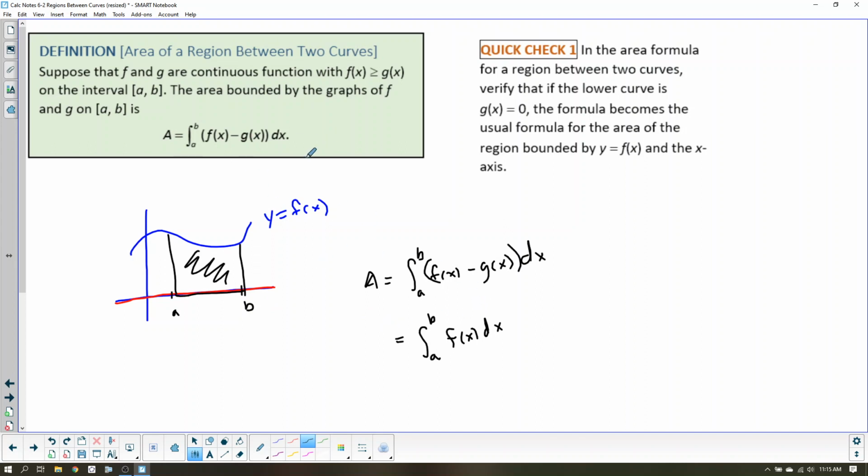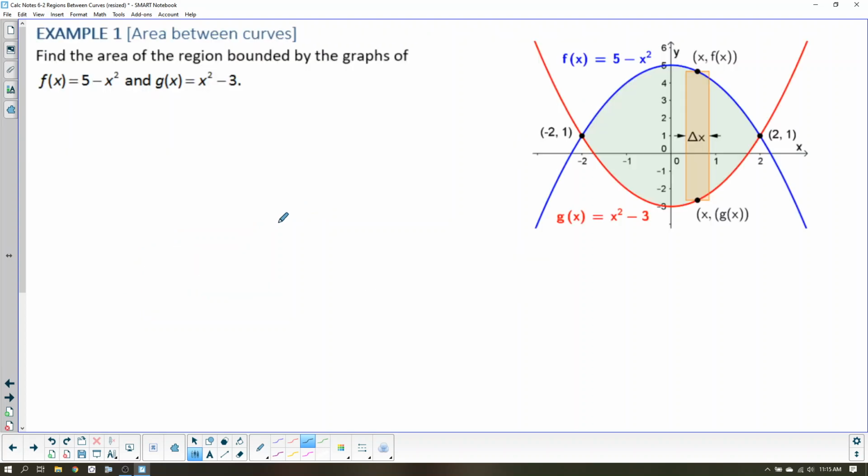So this is really just a generalization of the way we were doing our problems before. Okay, so let's try one. This says find the area of the region bounded by these two graphs. Now with many of these problems, you are going to be given just the two functions. You are not going to be given a picture. So it would be helpful if you could quickly make a rough sketch of them.